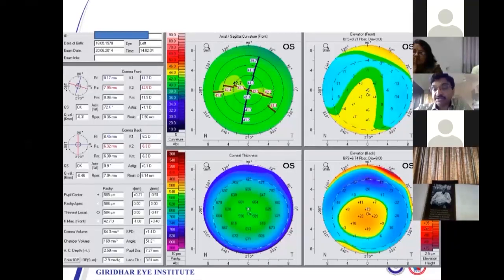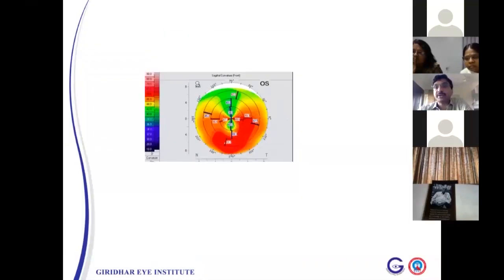For posterior elevation more than 20 or anterior elevation more than 15 in the central 5 millimeter zone may likely be pathologic, especially showing a kind of early ectasia. So this is the advantage of elevation map. Now take this map. What do we see here?